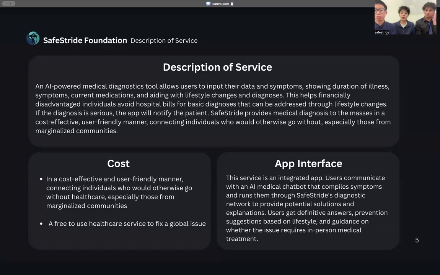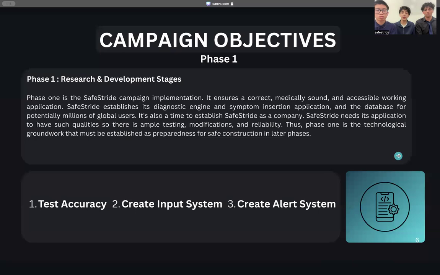This service is integrated through an app. Users communicate with an AI chatbot that compiles symptoms and runs them through SafeStride's diagnostic system to provide potential solutions as well as explanations. Users get definitive answers, prevention suggestions based on lifestyle, and guidance on whether the issue requires in-person medical attention or treatment.